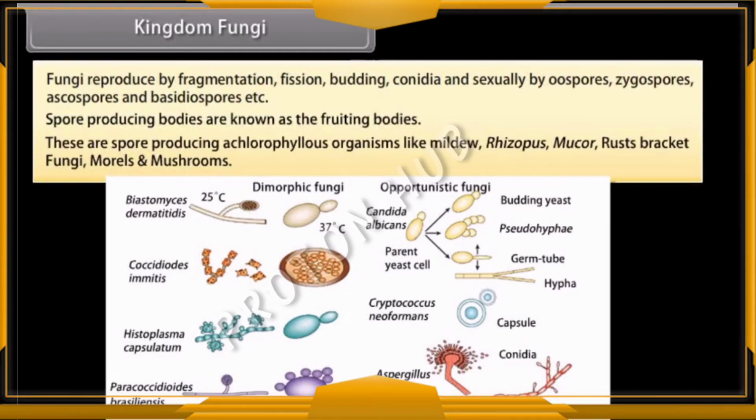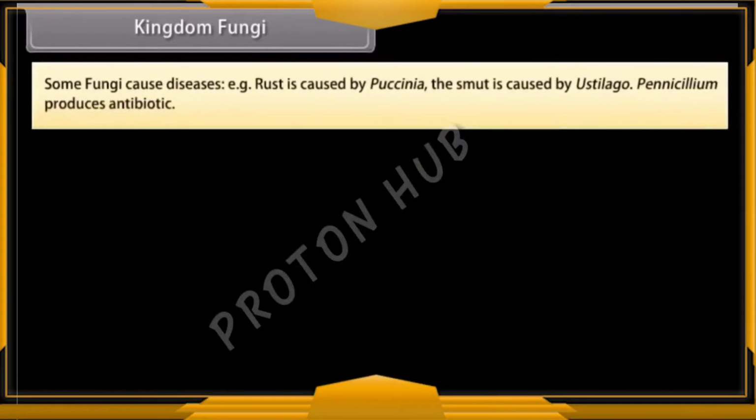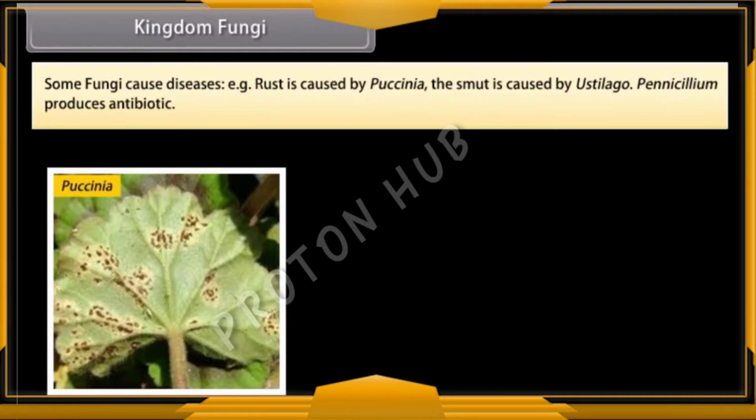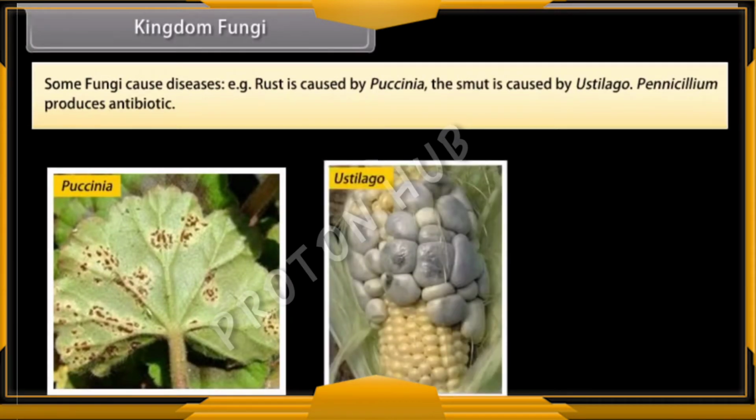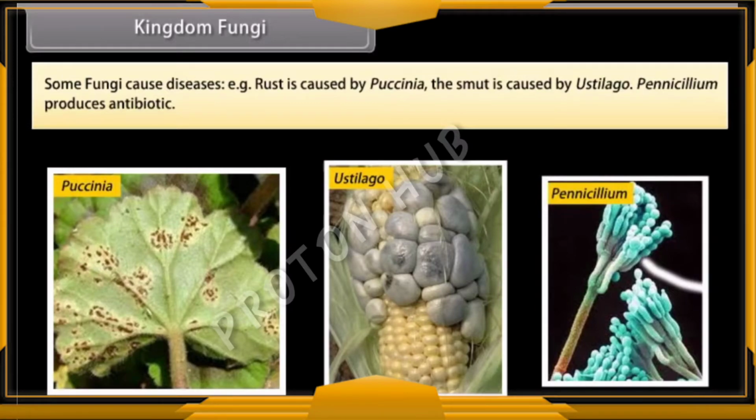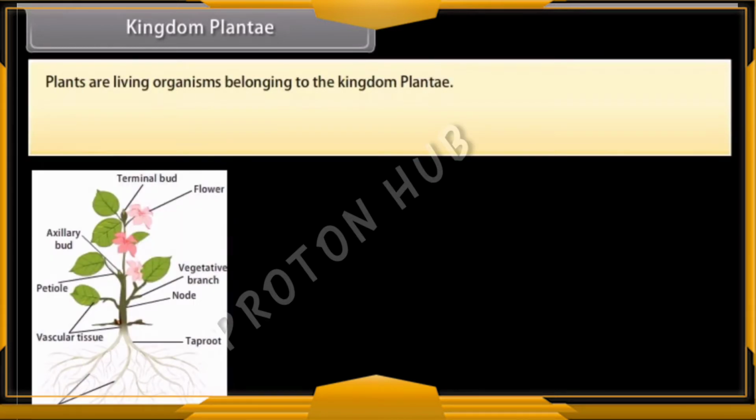These are spore-producing achlorophyllous organisms like mildew, Rhizopus, Mucor, rusts, morels, and mushrooms. Some fungi cause diseases. For example, rust is caused by Puccinia, smut is caused by Ustilago, and Penicillium produces an antibiotic. Kingdom Plantae. Plants are living organisms belonging to the kingdom Plantae.